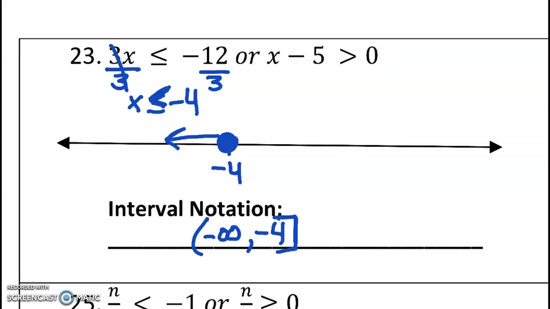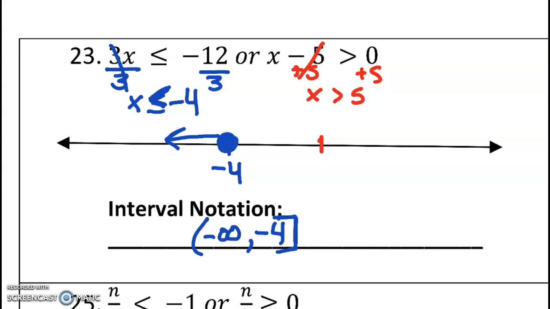We are not done with this problem. We have the second piece. What do I do? Add to both sides. I've got x is greater than 5. Am I done? Yeah, go graph it. Does the 5 go to the left of negative 4 or to the right of negative 4 on the number line? To the right of it.